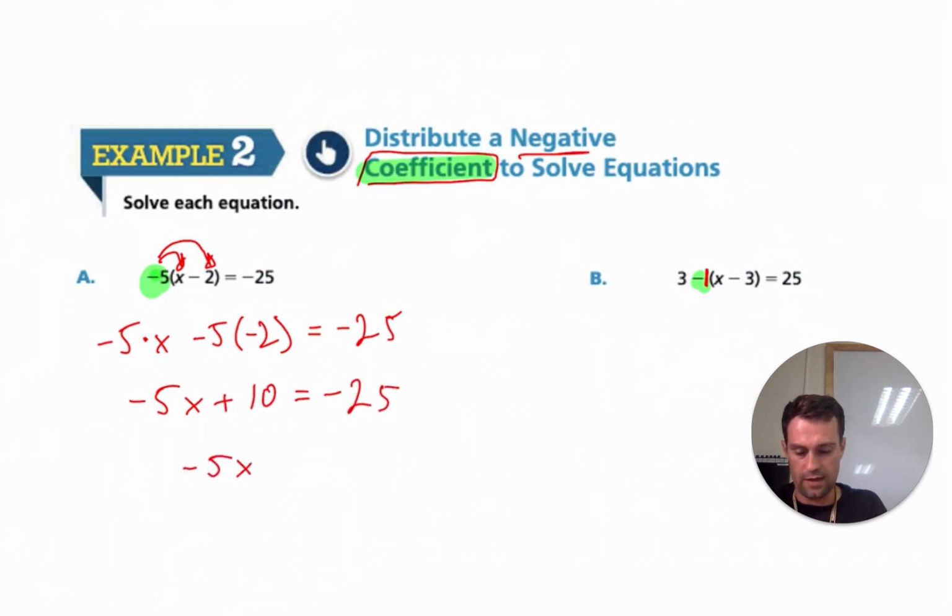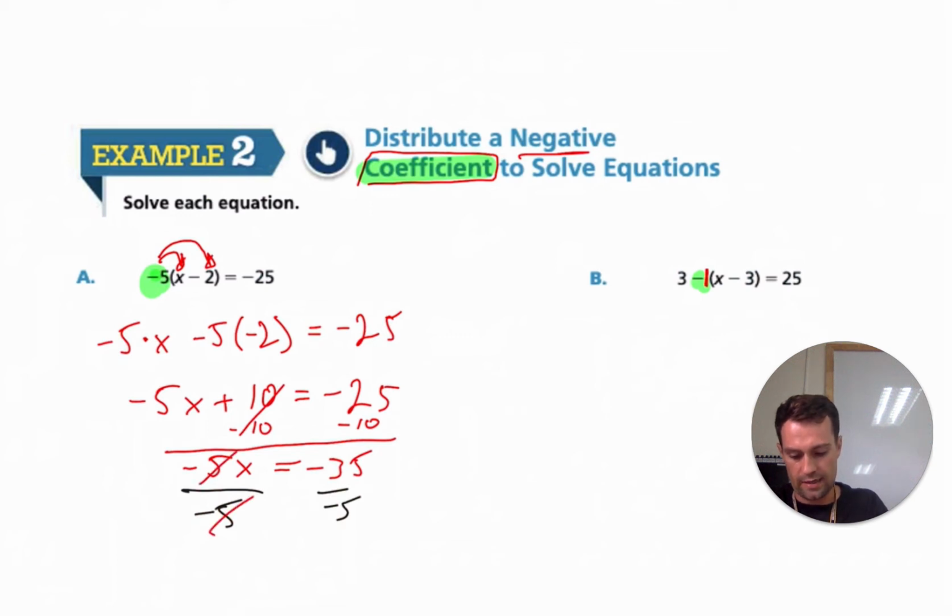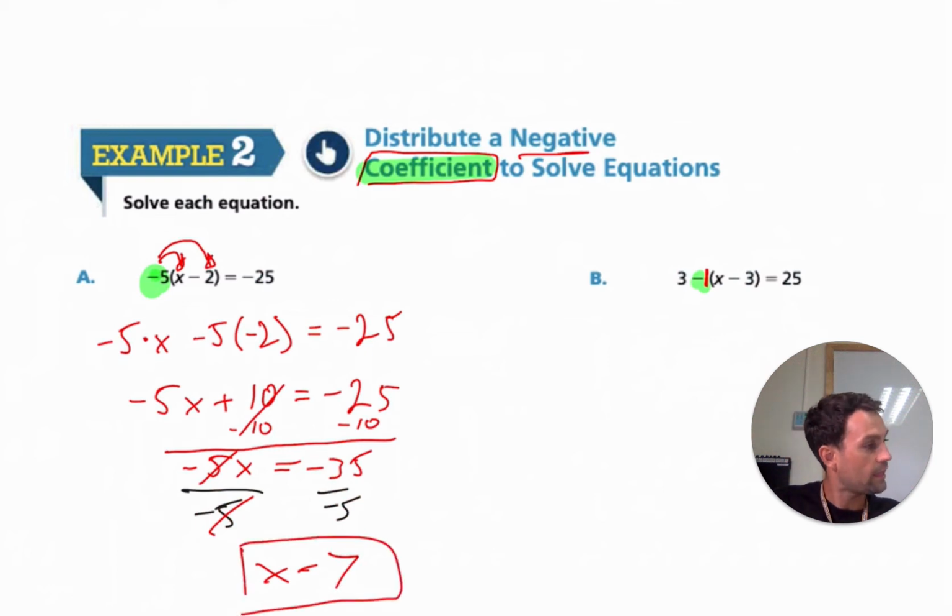Negative 5x. We are going to subtract 10 from both sides. So negative 5x equals negative 35. Divide both sides by negative 5. So x is equal to 7. Check that. Yep.